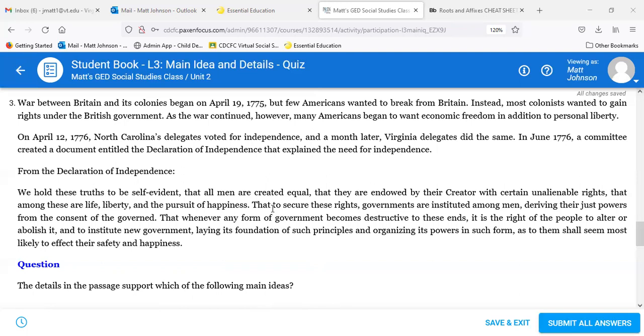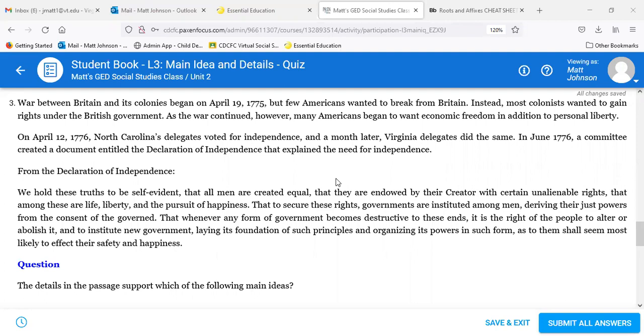War between Britain and its colonies began on April 19th, 1775. But few Americans wanted to break from Britain. Instead, most colonists wanted to gain rights under the British government. As the war continued, however, many Americans began to want economic freedom in addition to personal liberty. On April 12th, 1776, North Carolina's delegates voted for independence, and a month later, Virginia delegates did the same. In June 1776, a committee created a document entitled the Declaration of Independence that explained the need for independence.